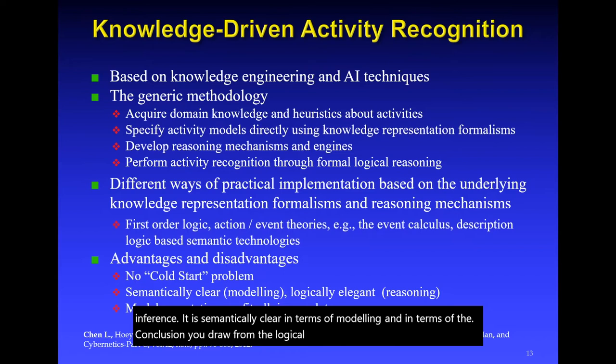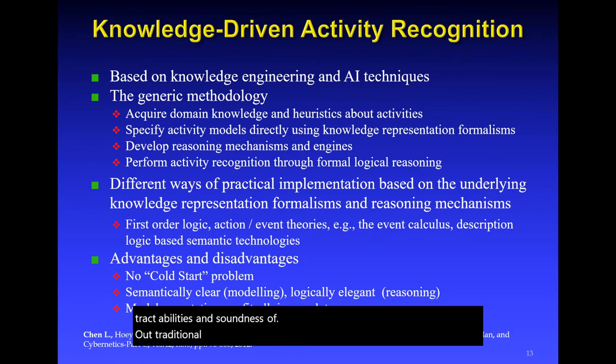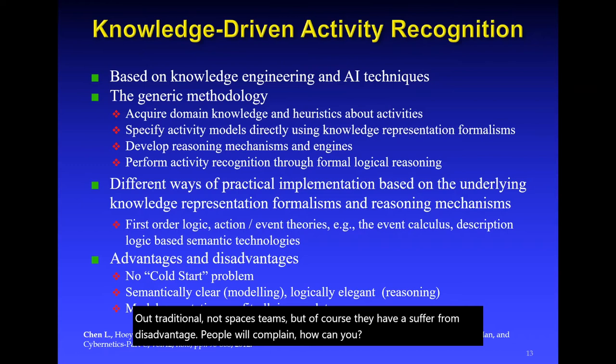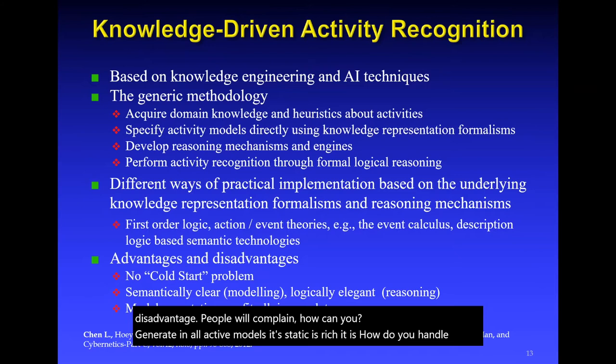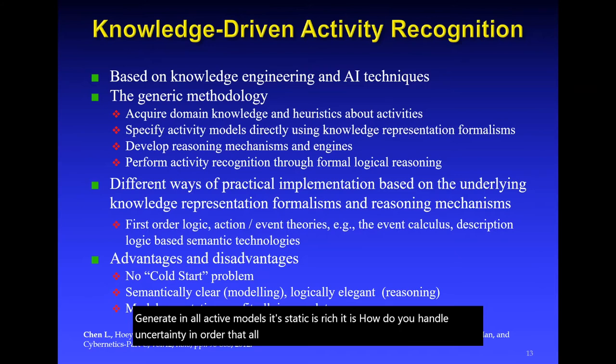That is, you think about the tractability and soundness of traditional knowledge-based systems. But of course, they suffer from a disadvantage. People will complain, how can you generate all activity models? It's static, it's rigid, how do you handle uncertainty? Those are all different problems.